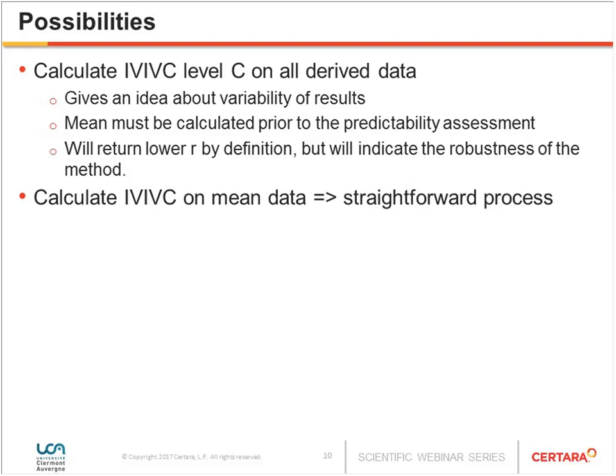You can calculate IVIVC on the mean data. It's a straightforward, simple process because you minimize the number of points. Results in slope, intercept, and predictability are going to be almost the same between the two.